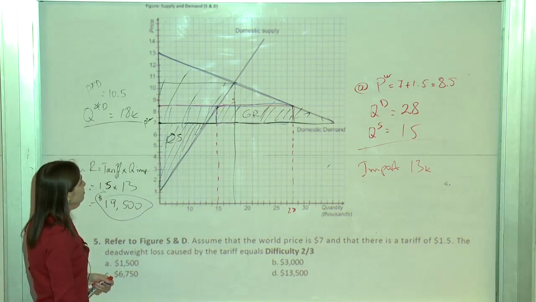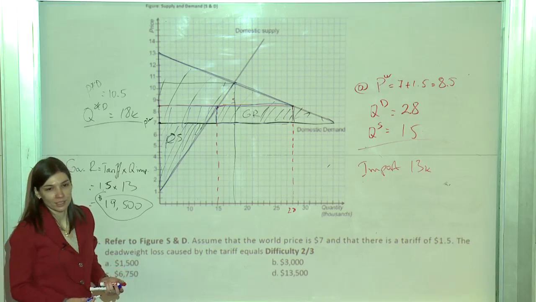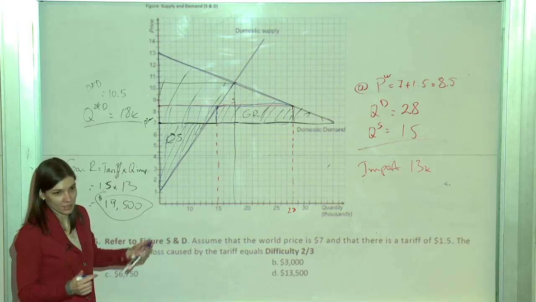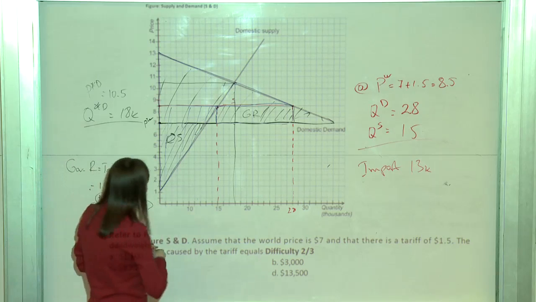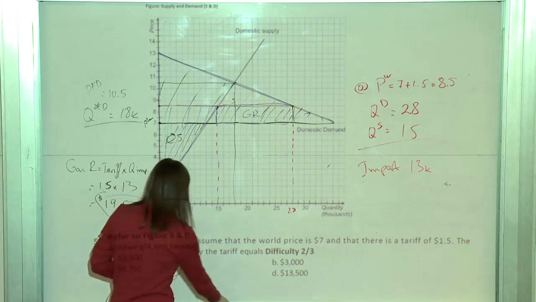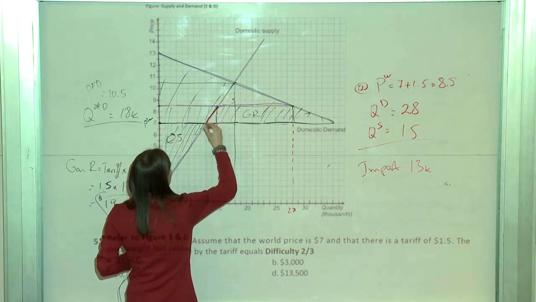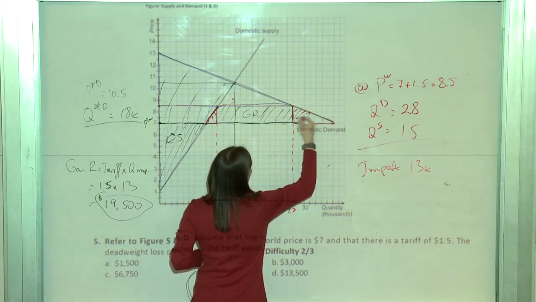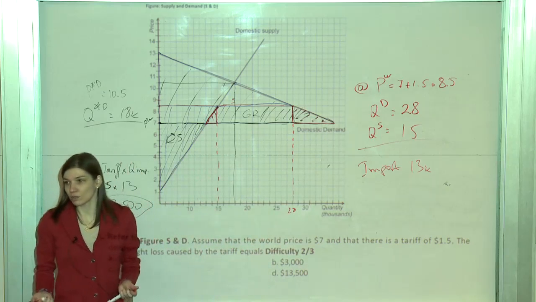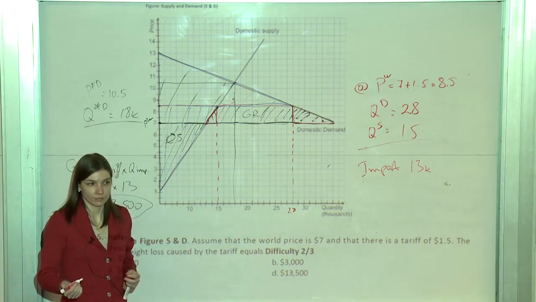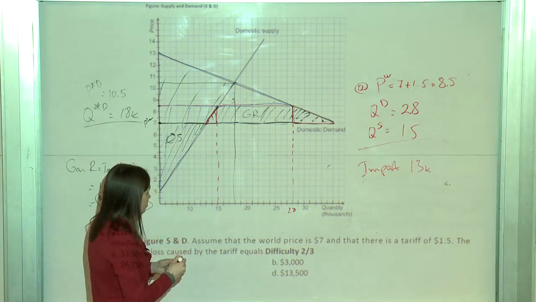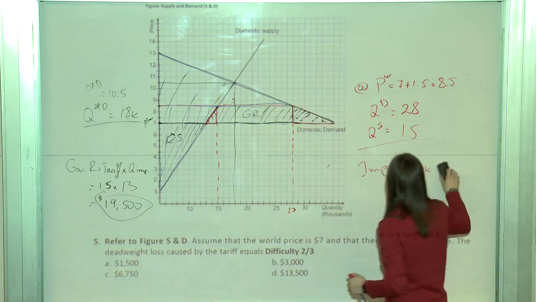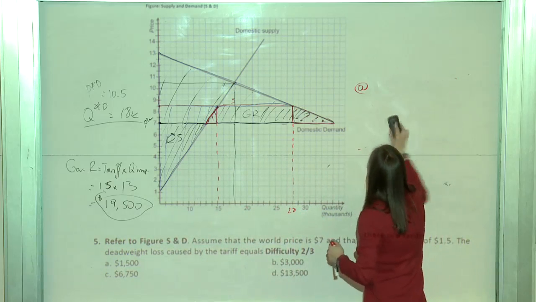I don't know if you can see this, but compared to before, what did we lose? The two little triangles on the side of the government, right? And that's always going to be the case. So what we lost, colored red, is the area of this triangle plus the area of that triangle. That's the deadweight loss due to the tariff. All right? Let's again have this in a formula so we can apply it to any problem.